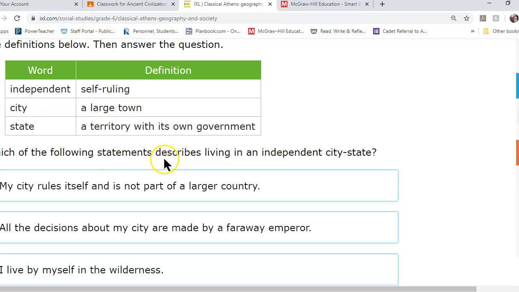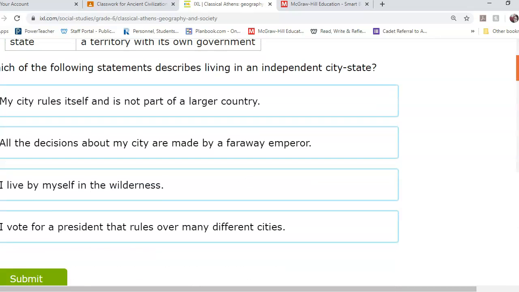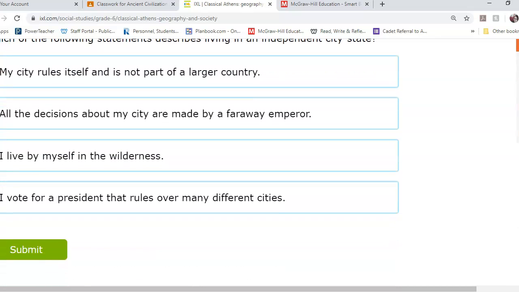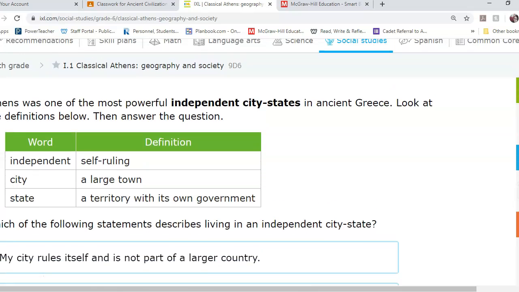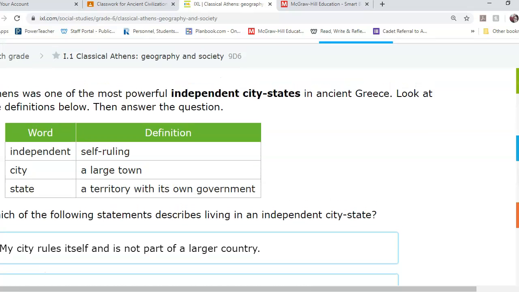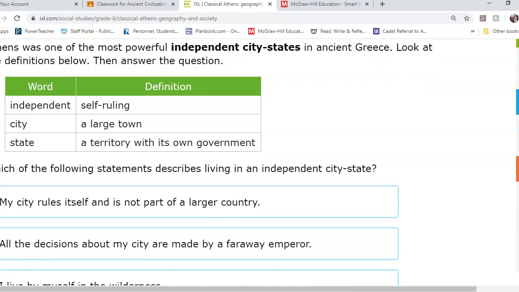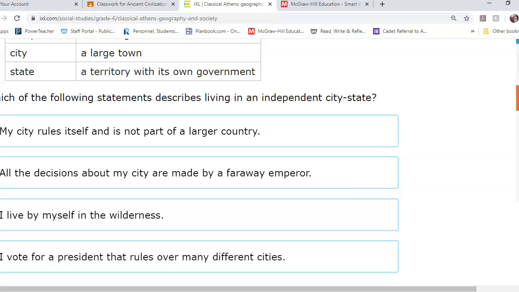Which of the following statements describes living in an independent city-state? My city rules itself, and it is not part of a larger country. All of the decisions about my city are made by a faraway emperor. I live by myself in the wilderness. I vote for a president that rules over many cities. So Athens was one of the most powerful city-states in ancient Greece. Look at the definition below. Okay, so city rules itself and is not part of a larger country.